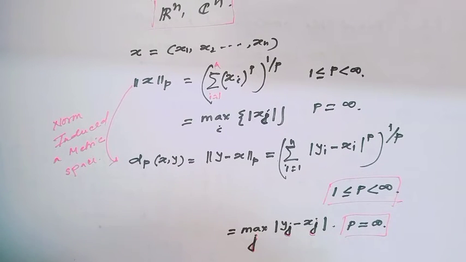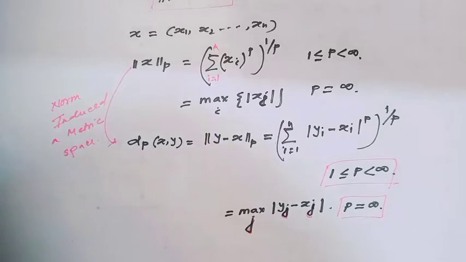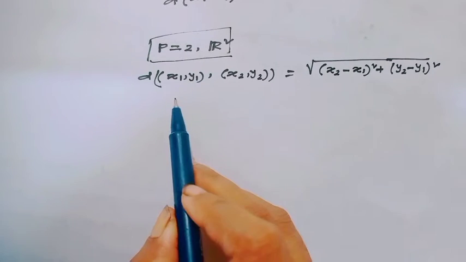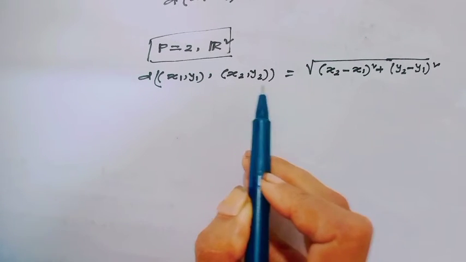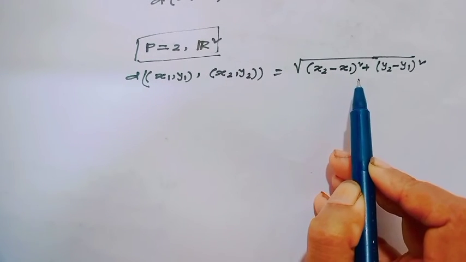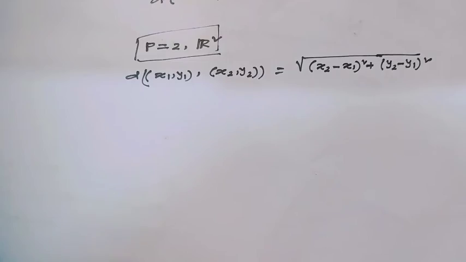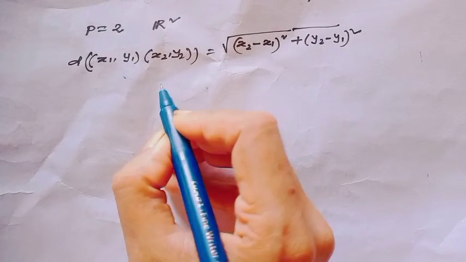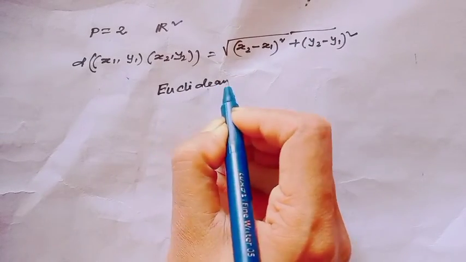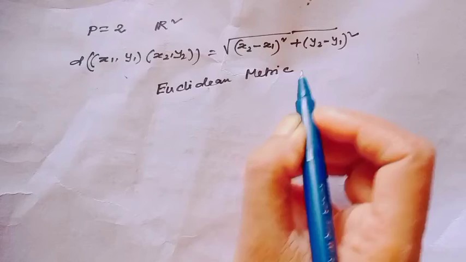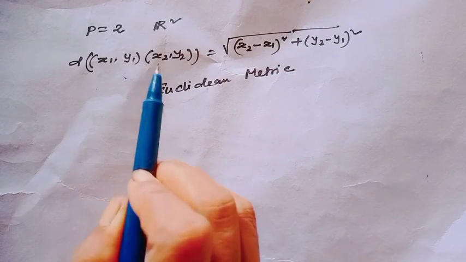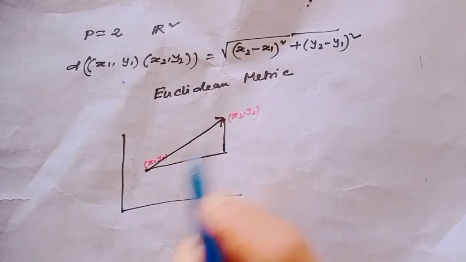Okay, are you getting it? That means consider p equal to 2 and the space is R2, then d of (x1, y1), (x2, y2) is the square root of (x2 minus x1) whole square plus (y2 minus y1) whole square. And this is actually nothing but the Euclidean metric, because this metric is induced by the norm, the Euclidean norm.